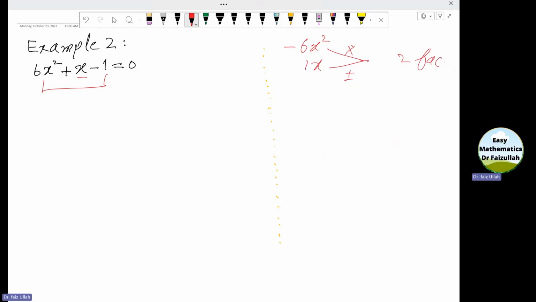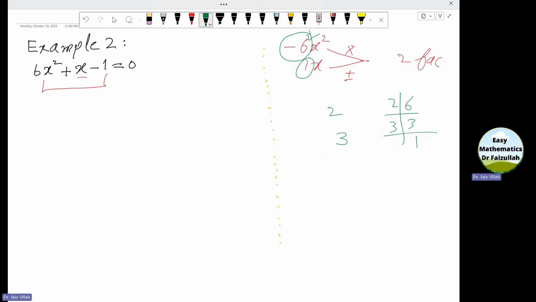For the time being, just ignore the variable. We need to find minus 6 and 1. So find two numbers whose multiplication is minus 6, and if we add or subtract, we get 1. We can find those numbers in the multiple of minus 6. The prime multiples of 6 are 2 and 3, because 2 threes are 6. So those numbers are 2 and 3.